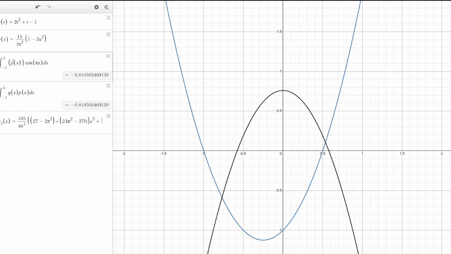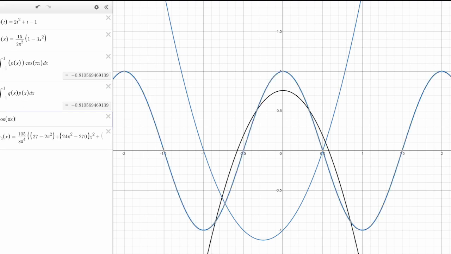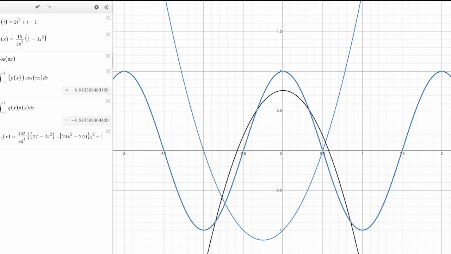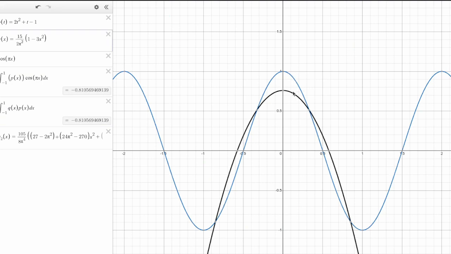And look at that. I took the integral of p with cosine of pi x dx on the interval from -1 to 1, and I got back negative 0.810569469139. Okay, and if I do the same thing with q and p, I get back the exact same value. This is kind of nutso, actually. So if I want to really drive the point home, let me just say graph cosine of pi x really quick right here. I wish it would do it in a different color. It's an unfortunate choice. Okay, so here's p, here's q.